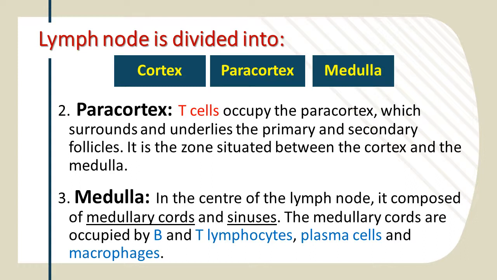The inner area is the medulla. In the center of the lymph node, it is composed of medullary cords and sinuses. The medullary cords are occupied by B and T lymphocytes, plasma cells, and macrophages.